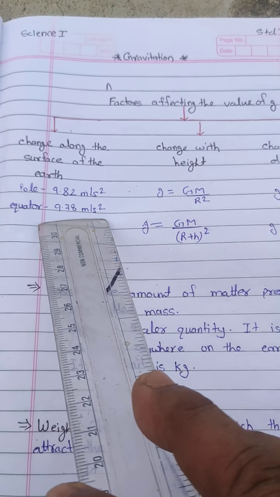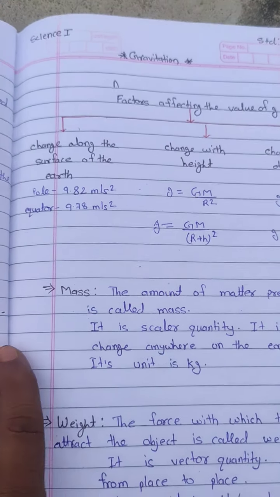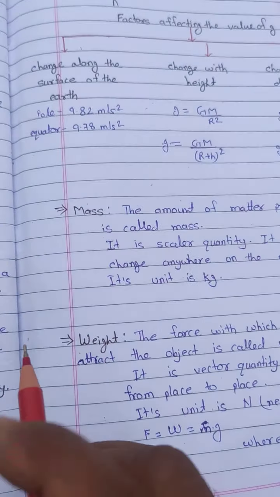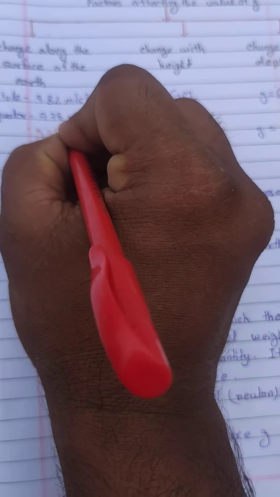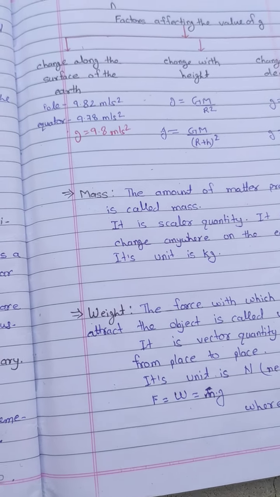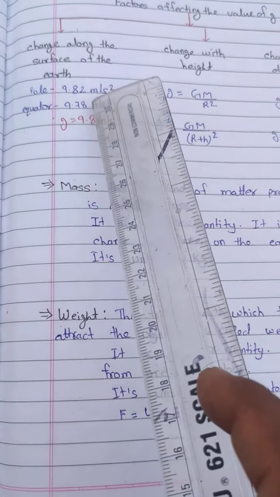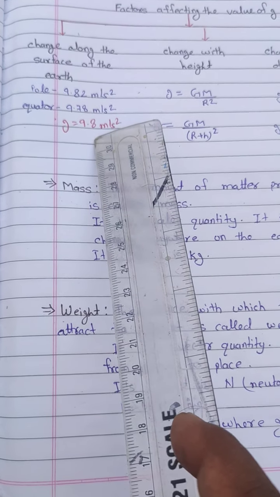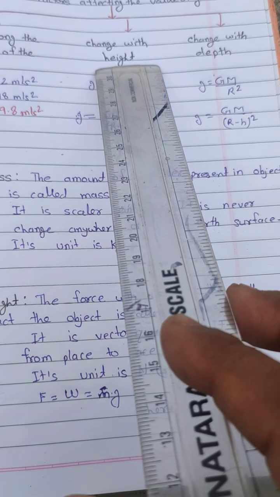The value which is given, which we know as the constant value, g equals 9.8 meter per second square. It is the constant and it is the average of these two, pole and equator. This is the average value, that is constant. The second thing is change with the height.